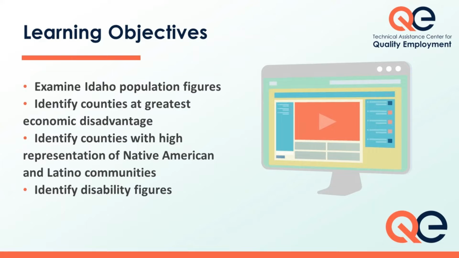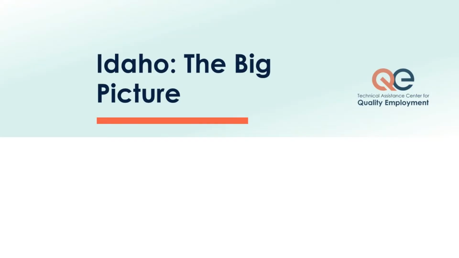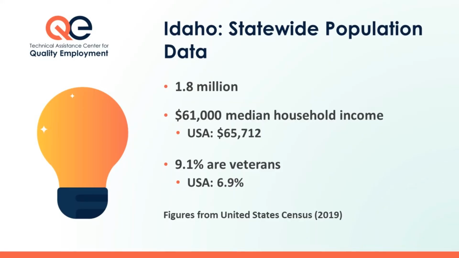We'll also examine Idaho's disability figures. Some of these questions will include: where in the state are unemployment figures higher than in other areas? How does income differ across the state? Which counties have a higher poverty rate than other counties? Let's begin with Idaho at the state level to get a general overview of big numbers.